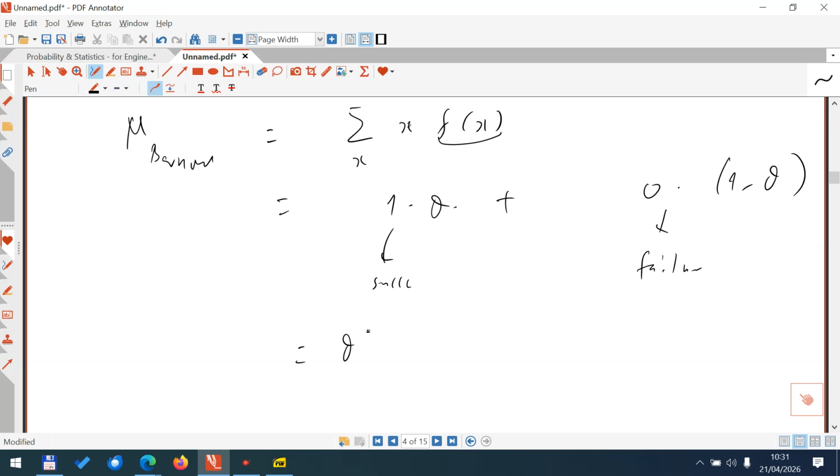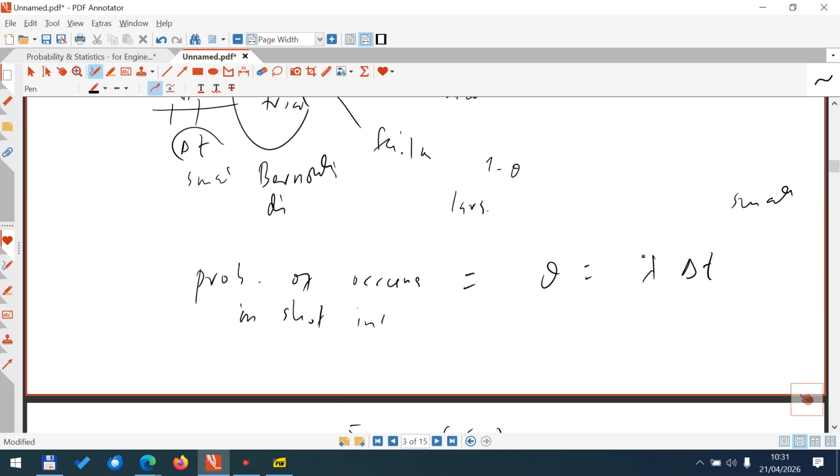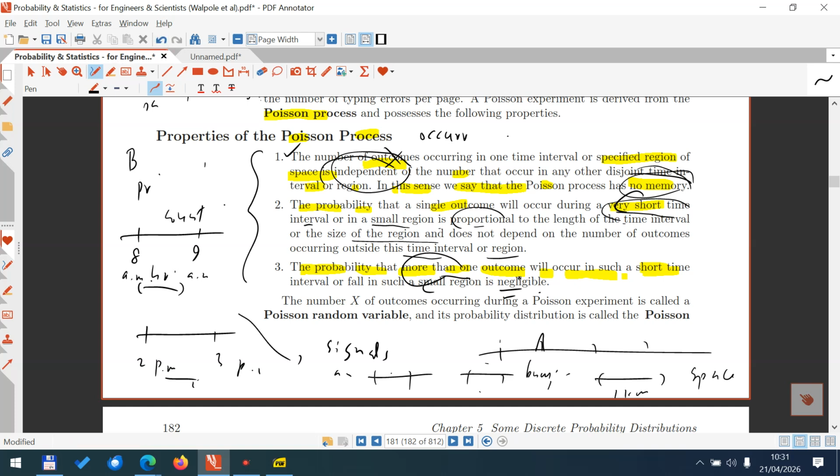Theta. So theta is not only the probability of success, it is also the mean. That is very, very unusual, and you won't see this in any other distribution. Mean number of occurrences. So it means that whether you use the word mean or average or probability in that short interval, they will all be the same, right? Okay.